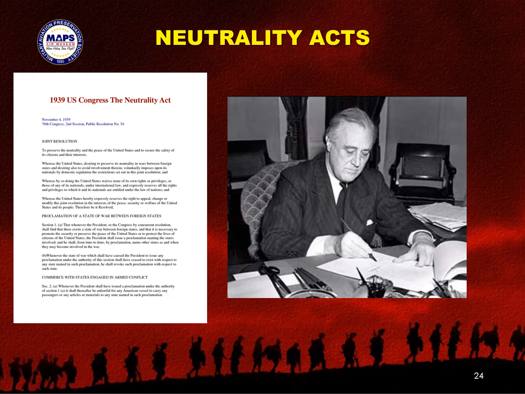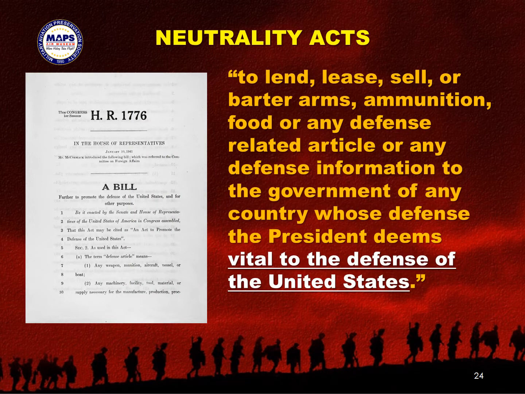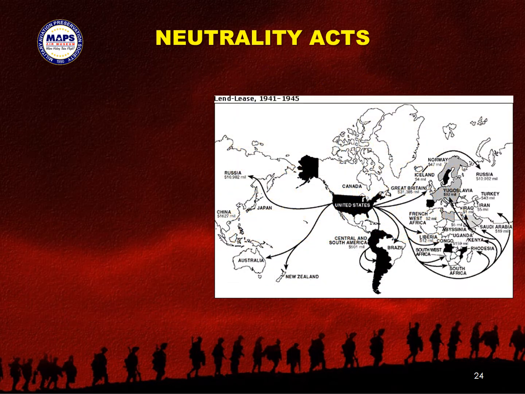The second phase was the Lend-Lease Act of early 1941. This act allowed the President to lend, lease, sell, or barter arms, ammunition, food, or any defense article, or any defense information to the government of any country whose defense the President deemed vital to the defense of the United States. Lend-Lease was designed to serve America's interest in defeating Nazi Germany without entering the war until the American military and public were prepared to fight.